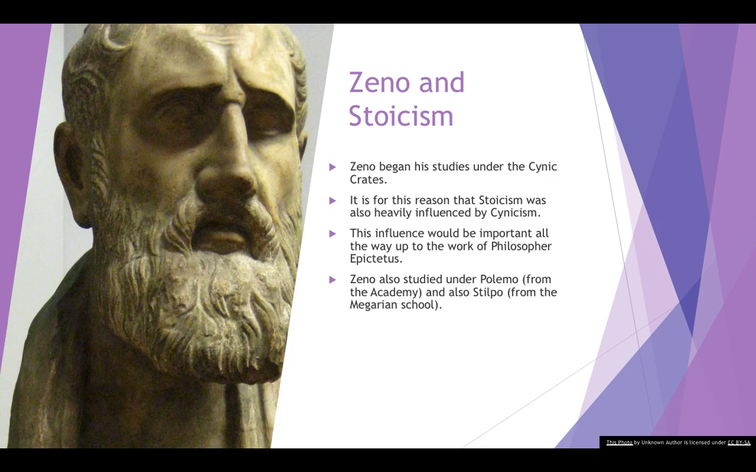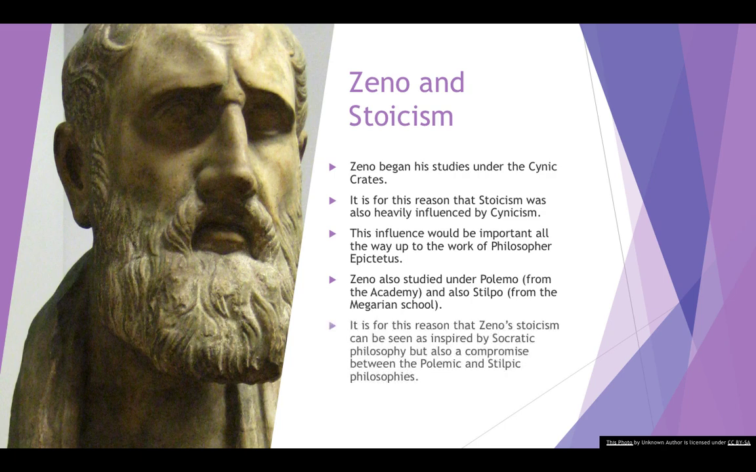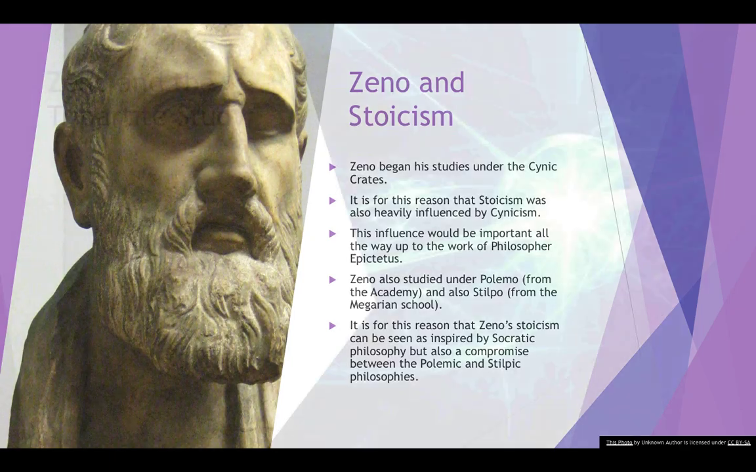Zeno also studied under Polemo, from the Academy, and also Stilpo from the Megarian school. And it's for this reason as well that Zeno's Stoicism can be seen as inspired by Socratic philosophy, but also a compromise between Polemonian and Stilpoan philosophies, as well as a compromise between Aristotelian and Cynic philosophies. Stoicism sits in a sort of centre of all of these kinds of ideals.